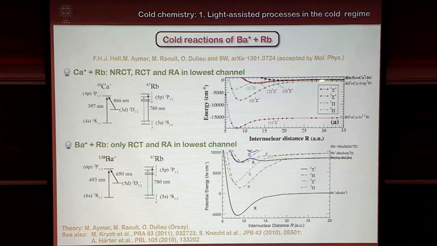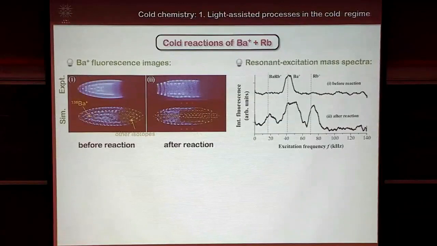So for calcium plus rubidium, for the lowest channel, we had these 3 processes: non-radiative charge transfer, radiative charge transfer, and radiative association. If one looks at the curves for barium rubidium plus, then one immediately sees that the triplet pi state, which gives rise to non-radiative charge transfer in calcium plus rubidium, connects to a higher lying asymptote in barium plus rubidium. So this non-radiative charge transfer channel associated with this molecular curve is energetically closed. So we only have radiative processes possible if we look at the lowest collision channel in the barium plus rubidium system. So what do we observe in the experiments?